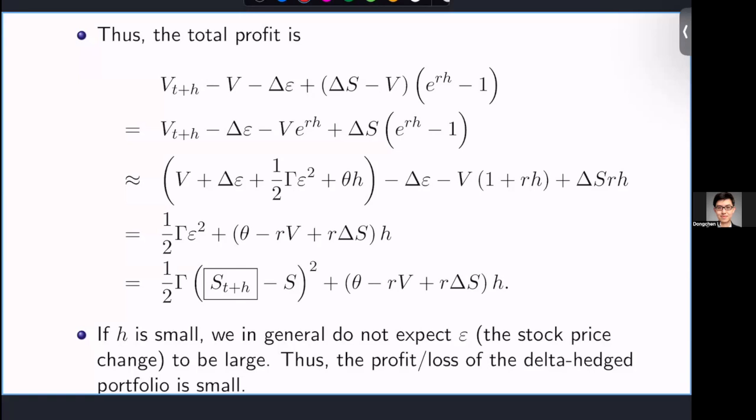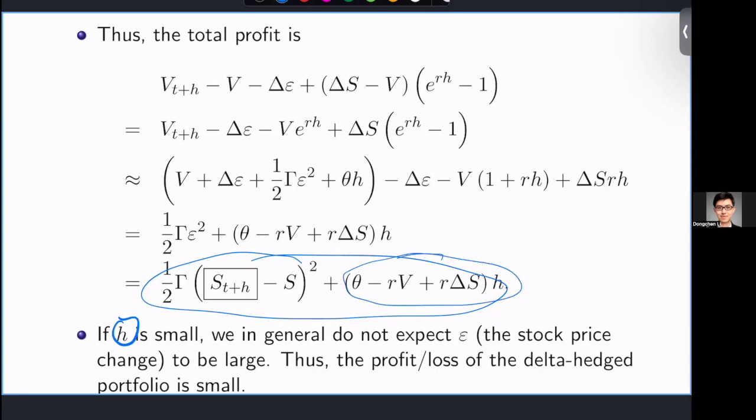In last class, we discussed how to compute the total profit of a delta hedged position of a portfolio called V. And we ended up with this expression. And we argued that for a very small change in time, which is denoted by h, you expect the second term to be small. And over a short period of time, in general, you don't expect the stock price change to be large. In other words, you expect this first term to be relatively small. So when you combine them, the total profit or loss is small or close to zero.